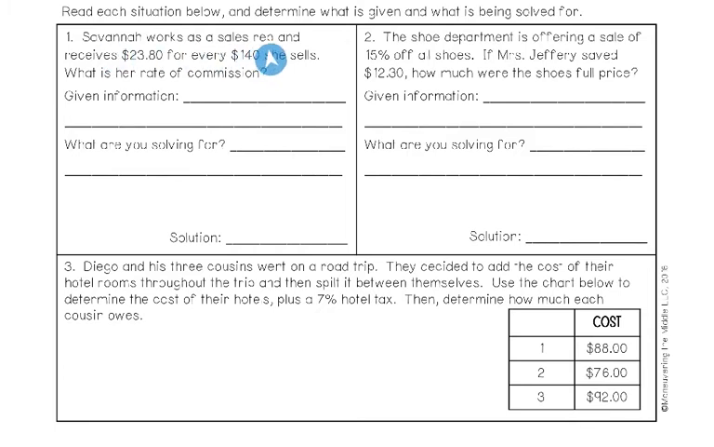So Savannah works as a sales rep. So usually if she's working like at a store, so retail, she's going to receive $23.80 for every $140 she sells. What is her rate of commission? So we know her commission is $23.80. That's the part of the whole 140. So for every $140 she sells, she gets to keep $23.80. She makes $23.80 off of it. So we know a part to the whole. And the question's asking us to solve for her rate of commission, and that's going to be as a percent.